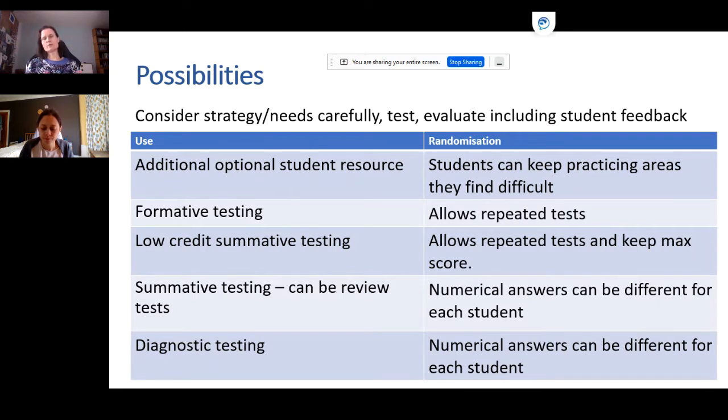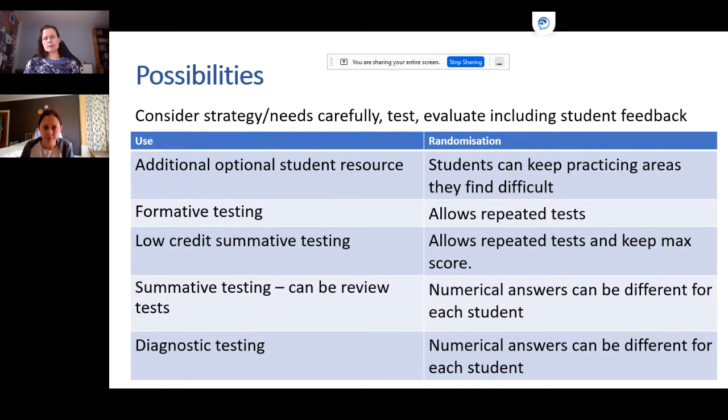So it's almost like formative, but has a little bit of credit attached just to make sure the importance is attached to actually doing it. You can have summative testing, which can be review tests, where you have a sizable amount of credit attached. One of the good things about the randomization, which Numbas can do, is that the numerical answers can be different for each student, which means if you're worried about cross-copying, especially in an online situation, it does help, in terms of going, well, it's not simple to share the answers.